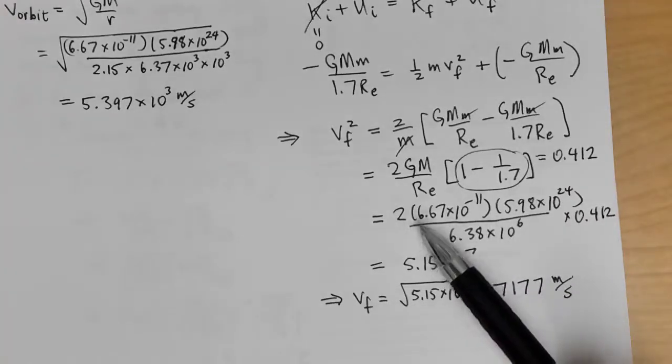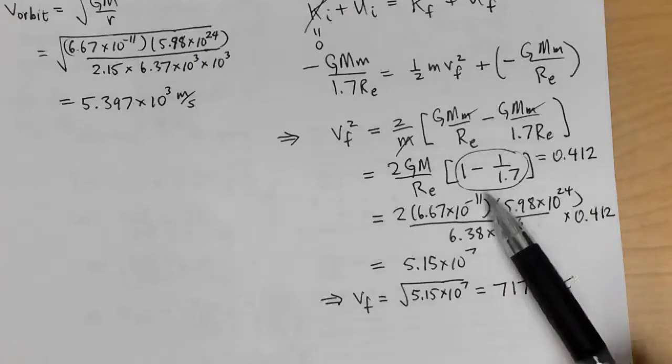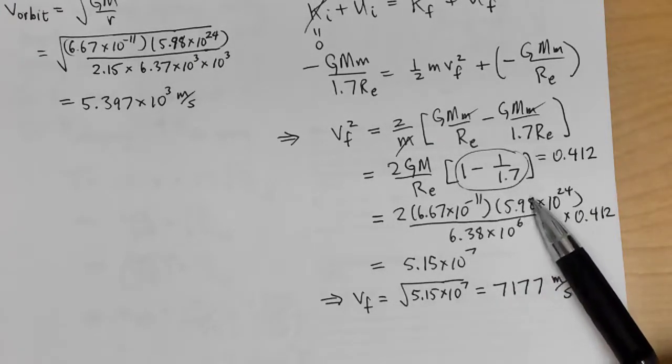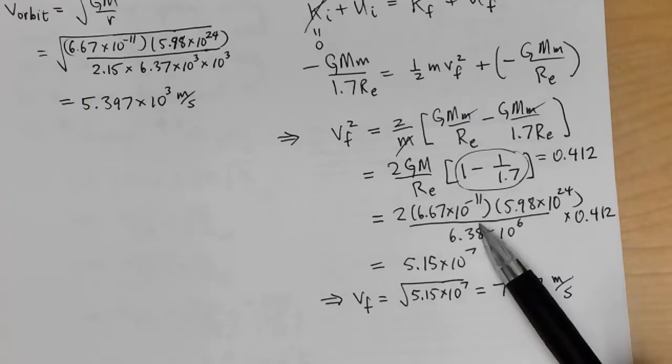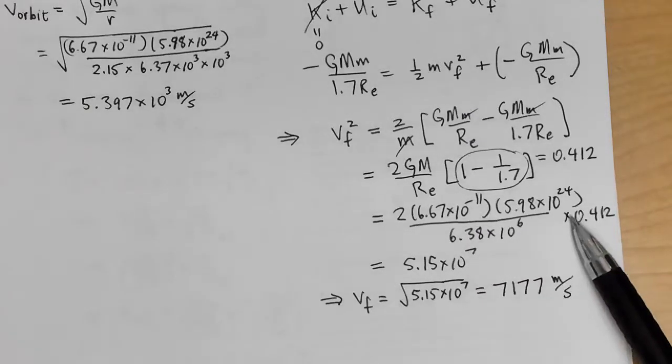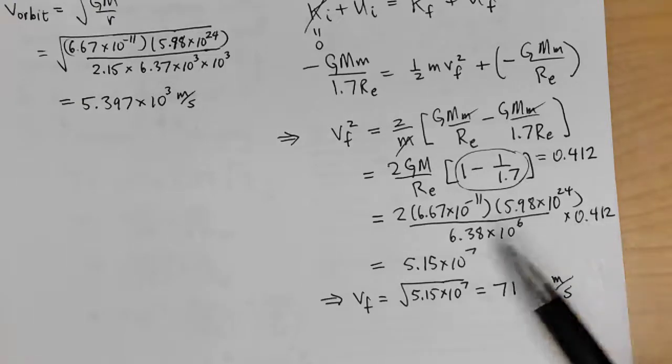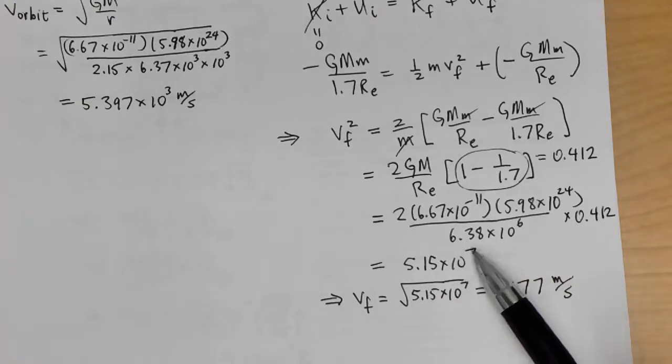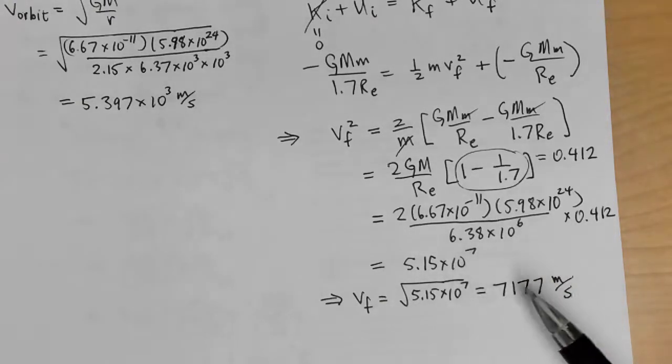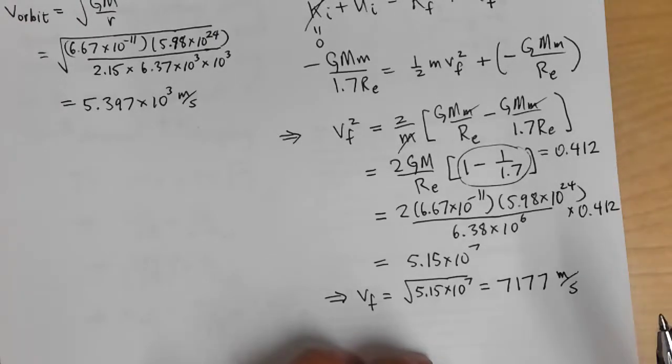So we get 2 times 6.67 times 10 to the negative 11, times the mass of the Earth, which was 5.98 times 10 to the 24, divided by the radius of the Earth, which is 6.38 times 10 to the 6, times 0.412. That comes up to 5.15 times 10 to the 7. Take the square root, and get 7,177 meters per second.